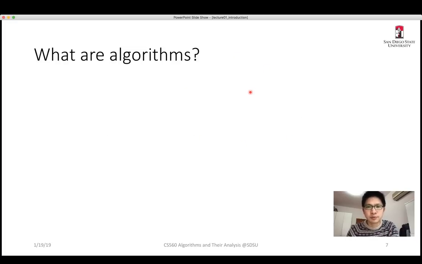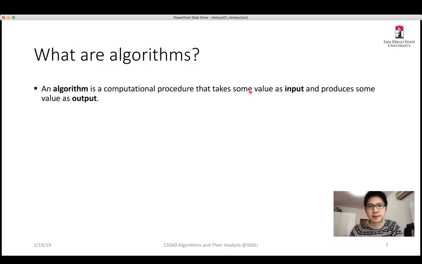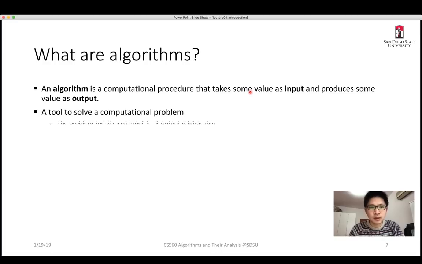So, what are algorithms? According to the definition in most textbooks, an algorithm is defined as a computational procedure that takes some inputs and produces some outputs. So we need to have some computational problems at first, and then we'll develop an algorithm as a tool to solve such a computational problem.